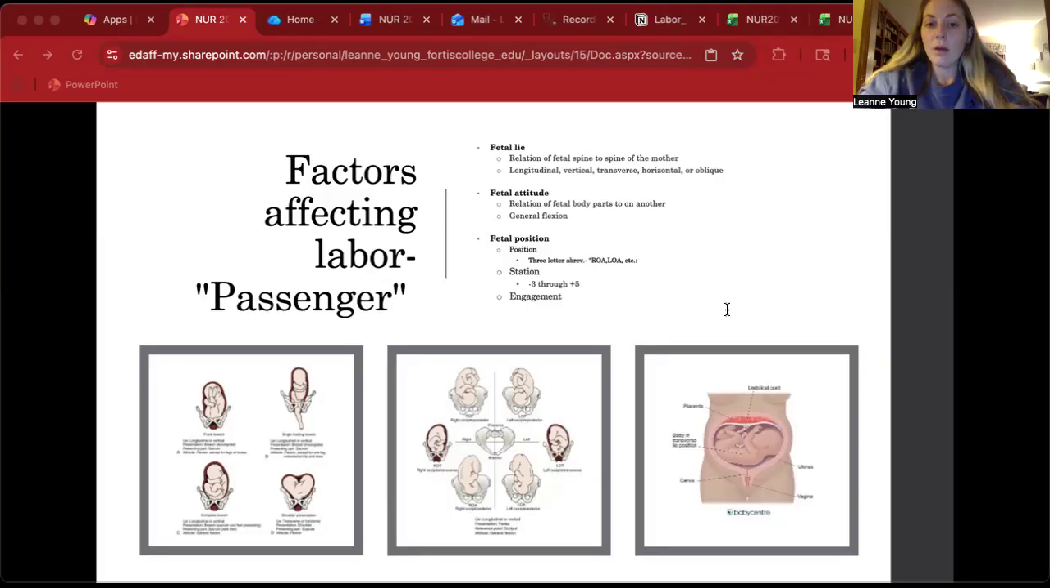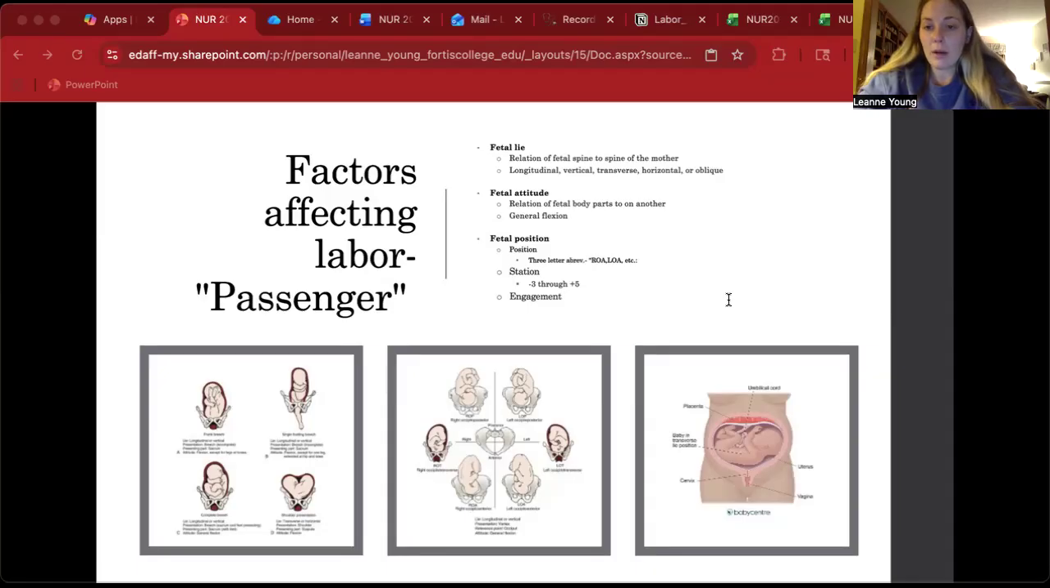Okay. So for example, when the lowest part of the presenting part is 1 centimeter above the ischial spines, pretend you got that horizontal line, that imaginary line. It's one part above, then the baby's station will be -1. If the presenting part is at the level of the spines, the station is 0. So if the presenting part is 1 centimeter below those ischial spines, then it would be +1.